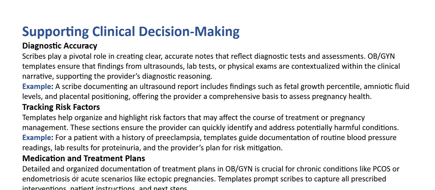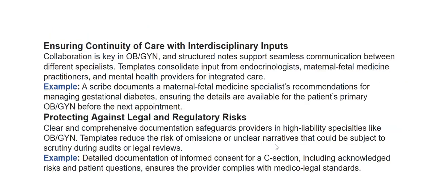Medication and treatment plans. Detailed and organized documentation of treatment plans in OB/GYN is crucial for chronic conditions like PCOS, polycystic ovary syndrome, or endometriosis, or acute scenarios like ectopic pregnancies. Templates prompt scribes to capture all prescribed interventions, patient instructions, and next steps. Example: when a patient is prescribed hormonal therapy for dysmenorrhea, the scribe uses the template to record dosage instructions, potential side effects discussed, and the next follow-up visit.